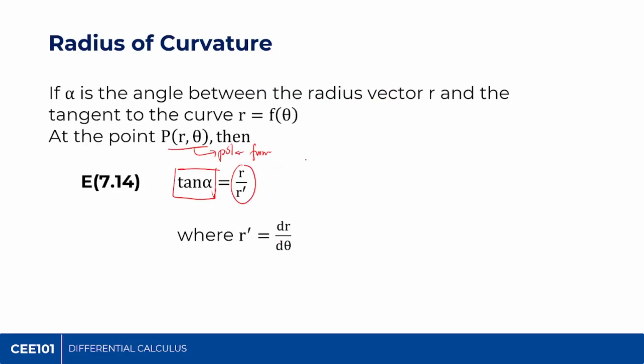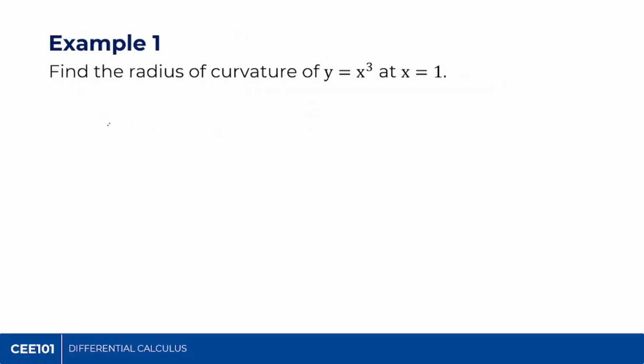Okay, sige. Let's try some examples. Let's start with this one. Find the radius of curvature of y equivalent to x cubed at x is equivalent to 1. As you can observe, we have a y function and that is a function of x. So y is equivalent to a function of x. So for this one, ang very appropriate na gagamitin natin for the radius of curvature would be equivalent to what?